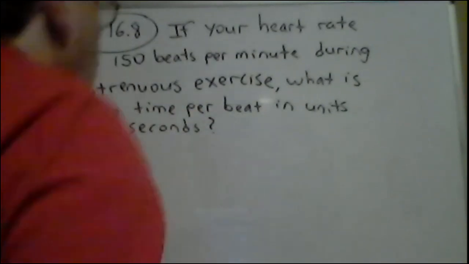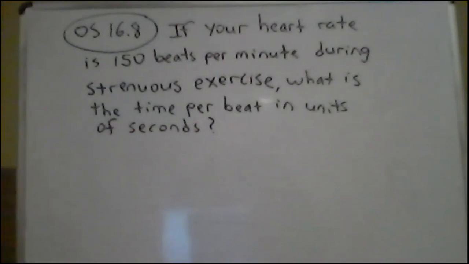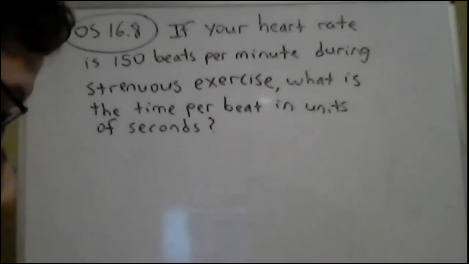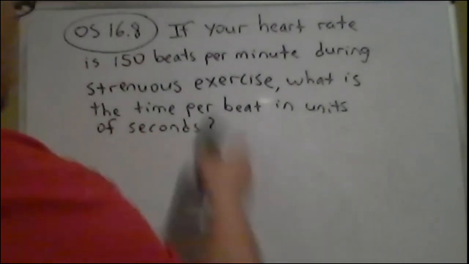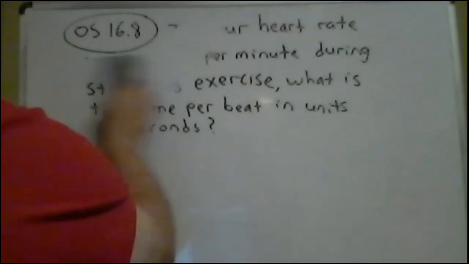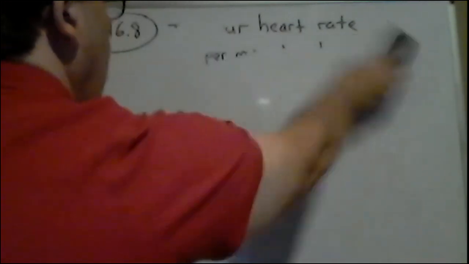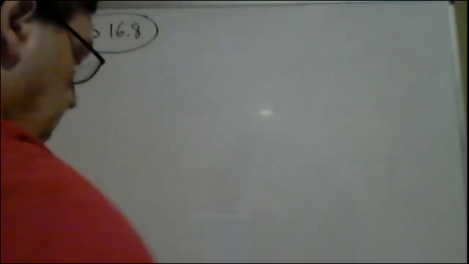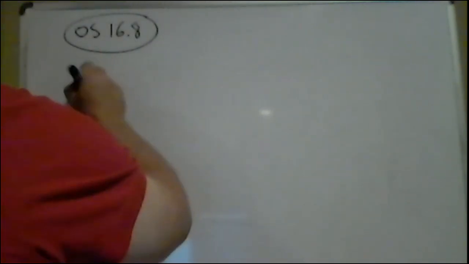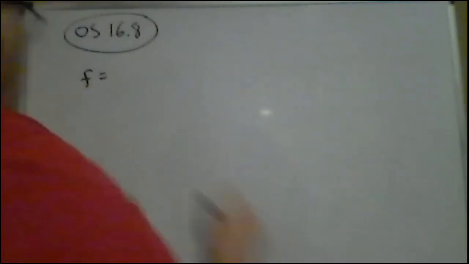Okay, so if your heart rate is 150 beats per minute during strenuous exercise, what is the time per beat in units of seconds? All right, so how do we do this? Well, what are we being told? Well, we have to do a little conversions here, so I'm going to erase all this. And so we're told a frequency, beats per minute, basically. That's basically cycles per minute, right? Your heart's constantly going through a cycle. So your frequency is going to be 150 beats per minute.